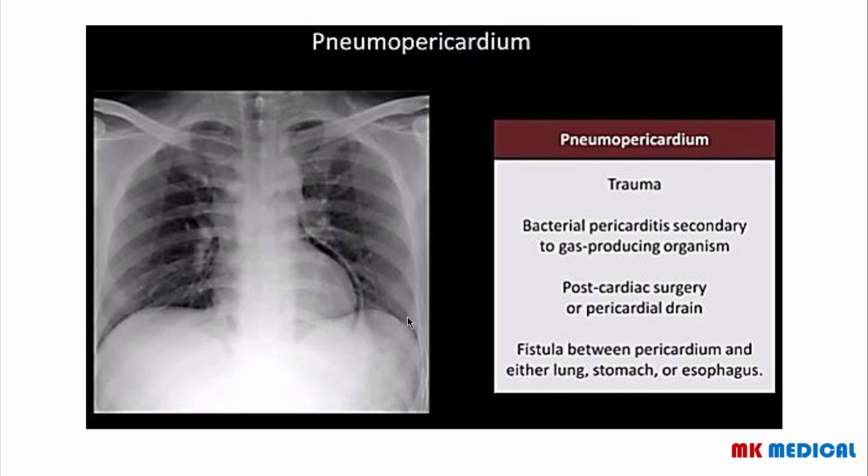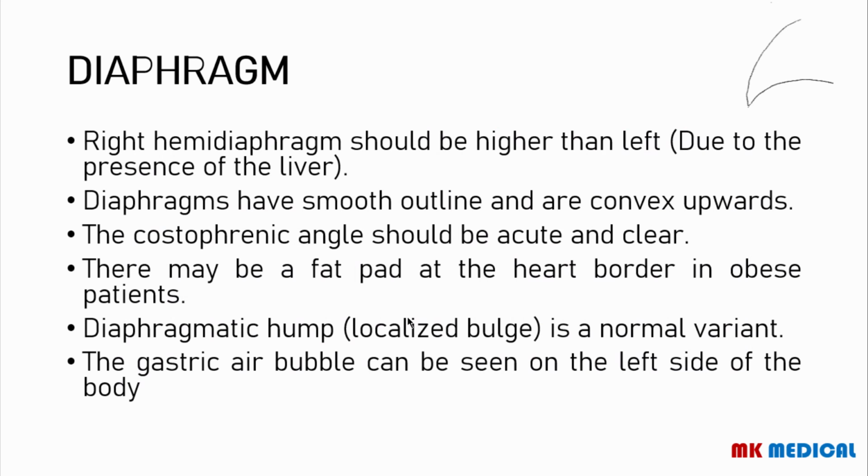It could also be a fistula between the pericardium and the liver, or the pericardium and the stomach, or the pericardium and the esophagus. Then we'll move on now to the diaphragm. So we have discussed the airway, the bones, the cardiac shadow and the mediastinum. We're now looking at the last part of this, which is the diaphragm.